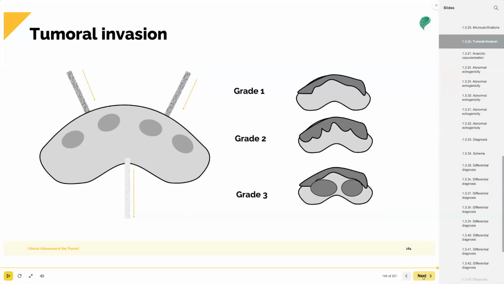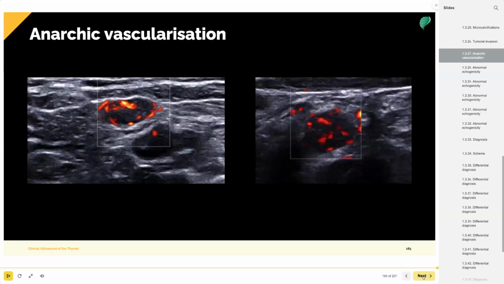In the case of a tumor invasion, we would see signs such as microcalcifications. Also, we would grade. So the grading system is grade 1, grade 2, and grade 3. Well, this is vascularization of the lymph node. It's shown using a power Doppler, and as you can see, we have color filling around and within.